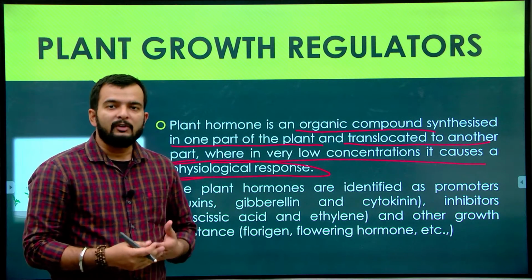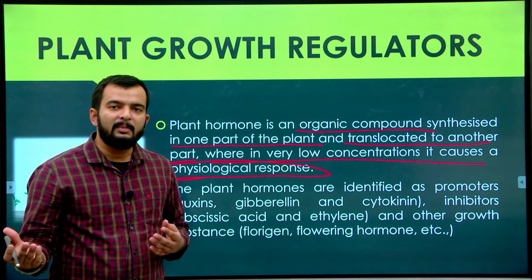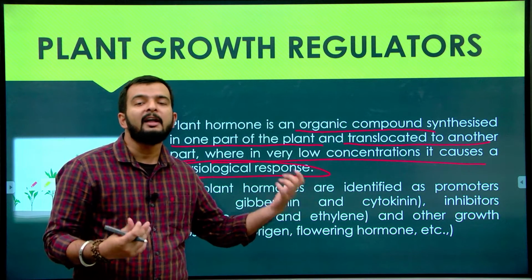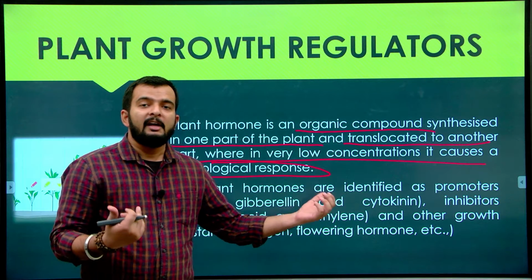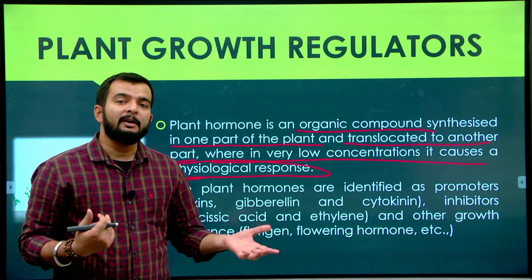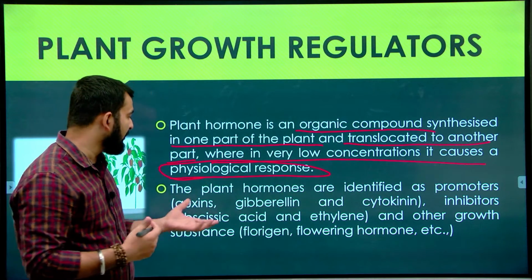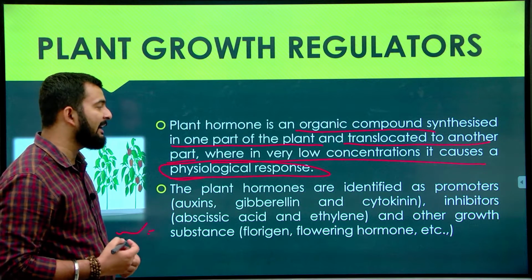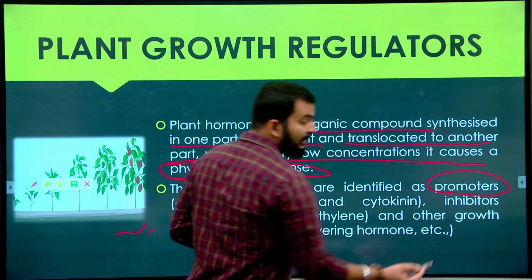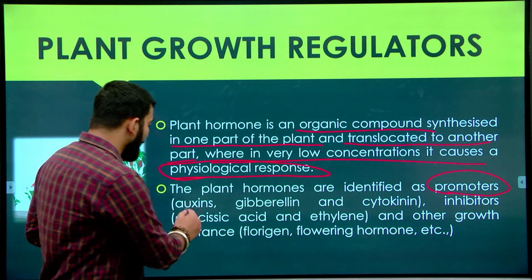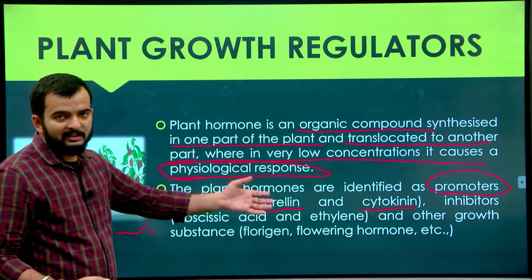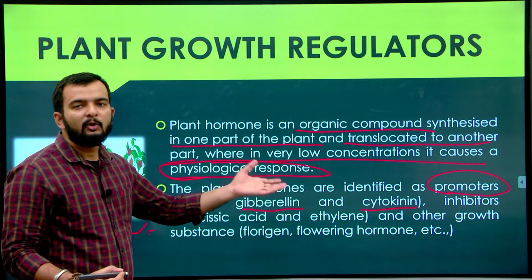As in the case of humans, these hormones are produced in one place and sent to another part of the body, or in this case another part of the plant, to exert their physiological effect. Since they are hormones, they are required in very low quantity to show their effect. Okay. Now the plant hormones are identified as promoters, that is, they promote or amplify the growth. Under promoters we have auxin, gibberellin, cytokinins. Okay. These are just some examples of plant growth promoters.